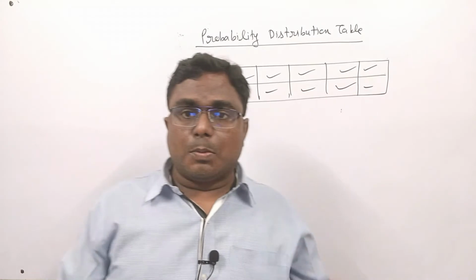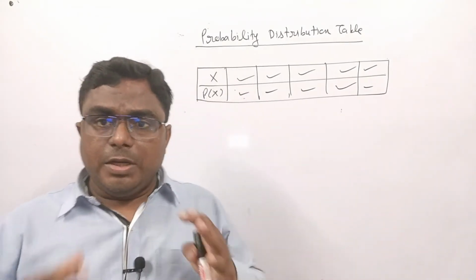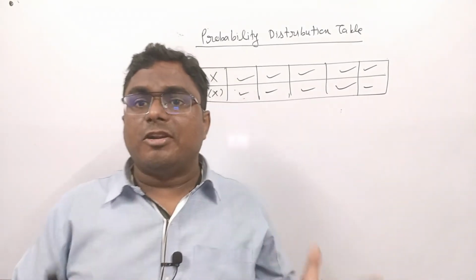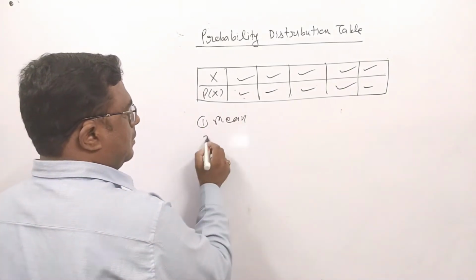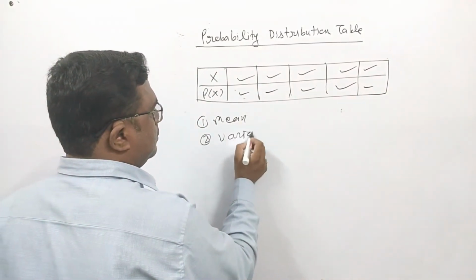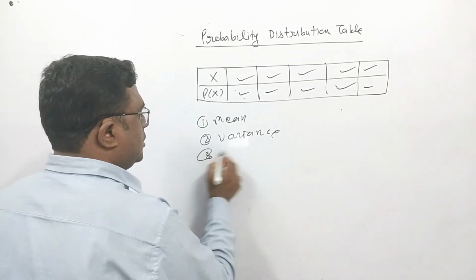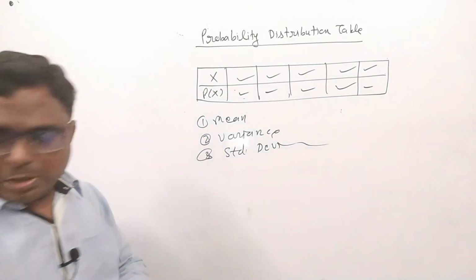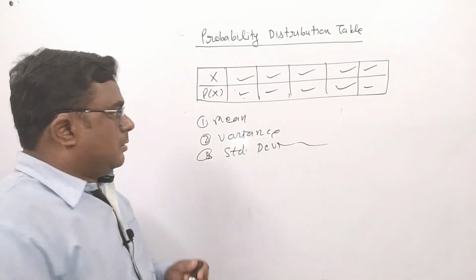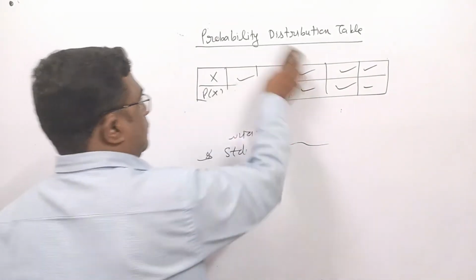Now with the help of probability distribution table, we get three important results. One is mean, other is variance, and number 3 is standard deviation. Okay, so let us see these one by one. Mean.